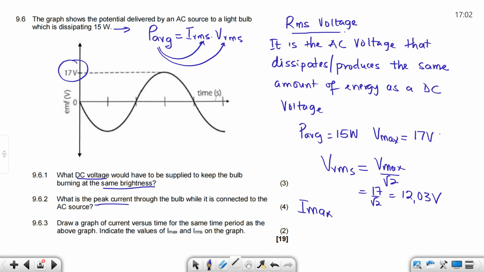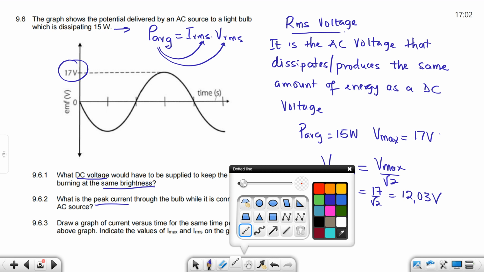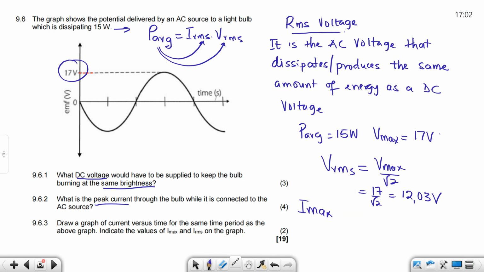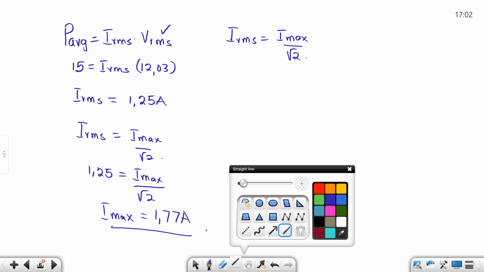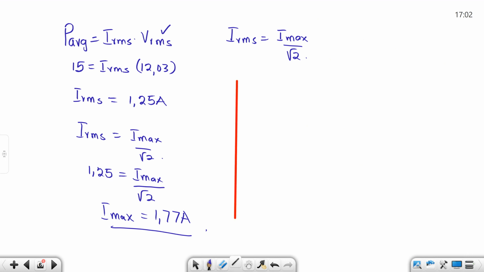Okay, can I use the same graph? Guys, we are drawing the same thing. Let's draw, because we need the values. But you see the way the graph is, right? So we're drawing the exact same thing. Some of you might not know where the IRMS is. Today you will see. So we have the same graph, right?